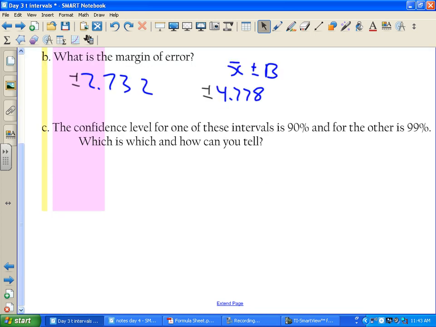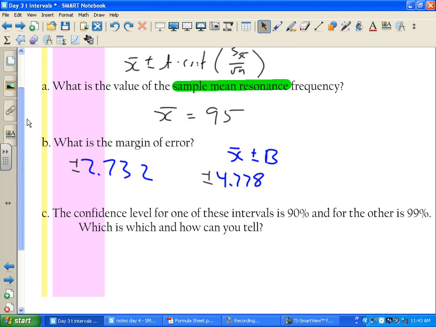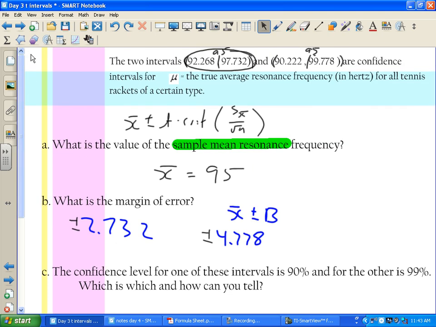Last question here. The confidence levels for one of them is 90%, the other is 99%. Which is which? That's applicable for Halloween. Which one is 90%? Which one is 99%? And of course, how do you know it and why? Okay? So I'll let you guys talk in your groups for about a minute, and then we're going to move on.